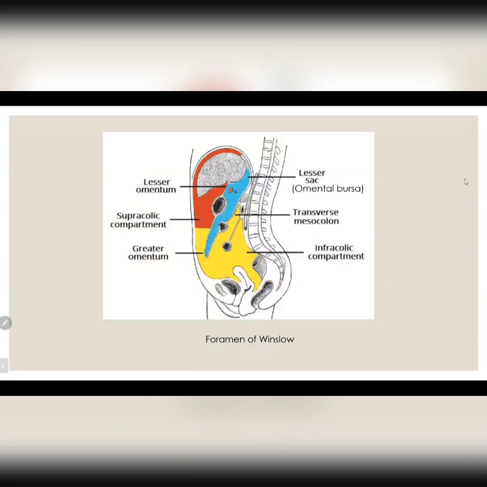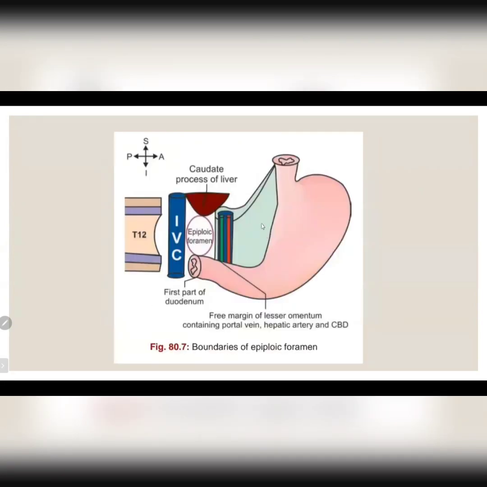Another name for the lesser sac is omental bursa. Sometimes the examiners will like to test your knowledge by asking about omental bursa. At that time, don't think it is something foreign. Omental bursa is just another word for the lesser sac. Please learn about the boundaries of the epiploic foramen and its vertebral level.